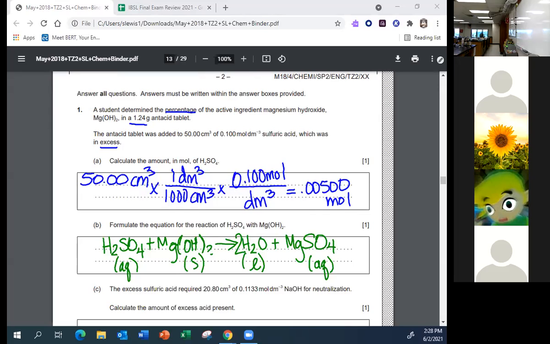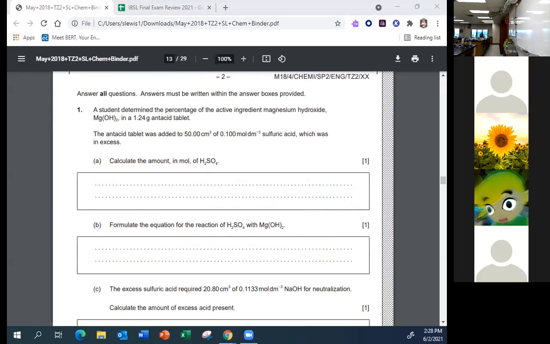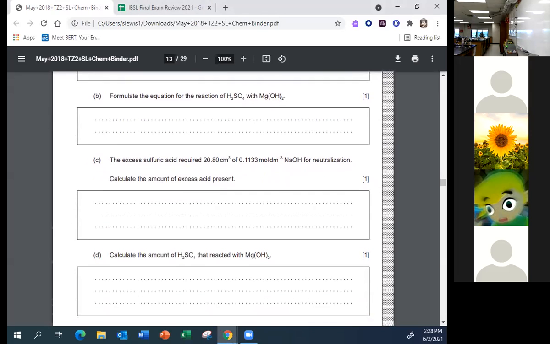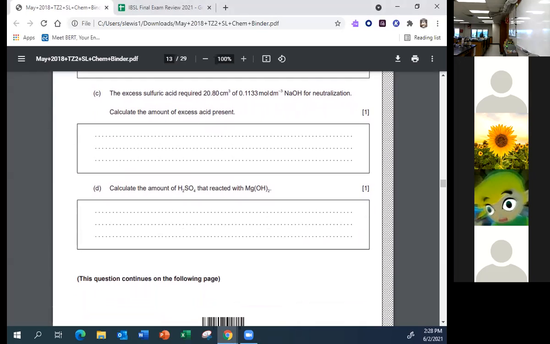In part C, the excess sulfuric acid. Oh, okay, this is weird. This is probably where things break down for you a little bit. So let's think about what's happened already. We put the tablet into sulfuric acid and it reacted. We know that there was excess sulfuric acid in the container. So question C says, let's figure out how much excess sulfuric acid there was by titrating it with a known volume and concentration of sodium hydroxide.